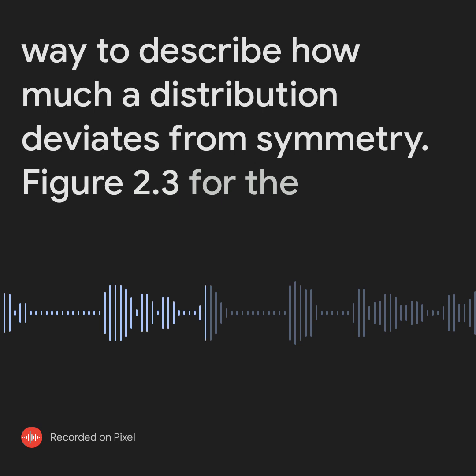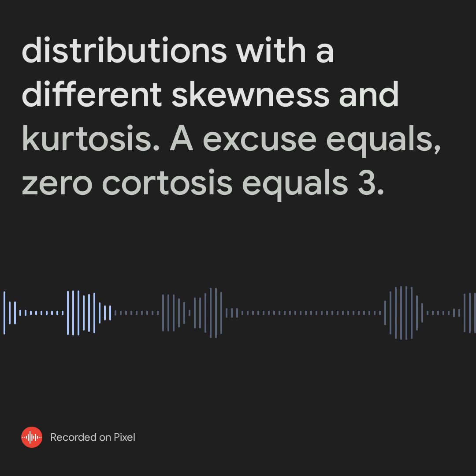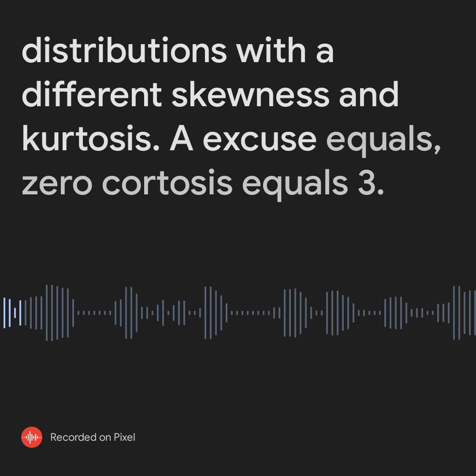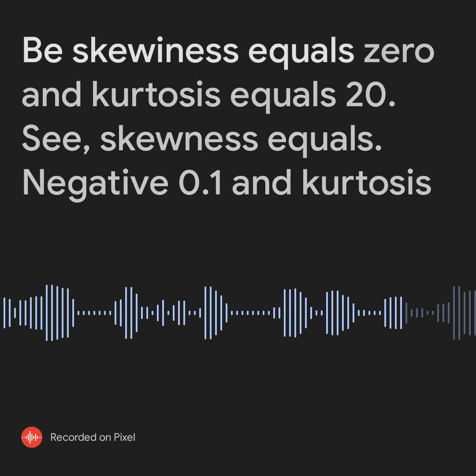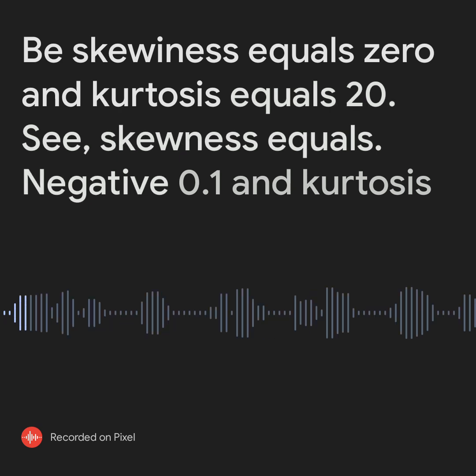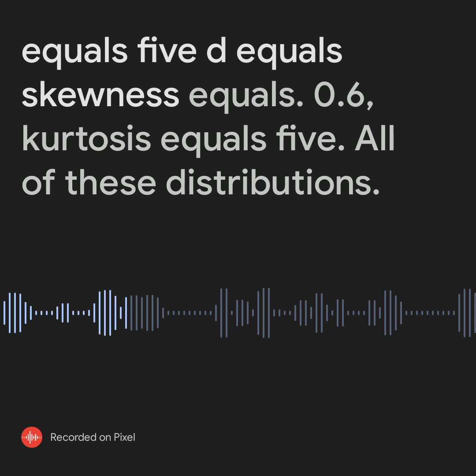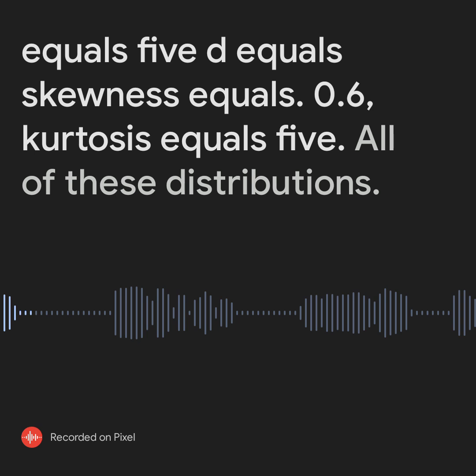Figure 2.3. Four distributions with different skewness and kurtosis. A, skewness equals 0, kurtosis equals 3. B, skewness equals 0 and kurtosis equals 20. C, skewness equals negative 0.1 and kurtosis equals 5. D, skewness equals 0.6, kurtosis equals 5.